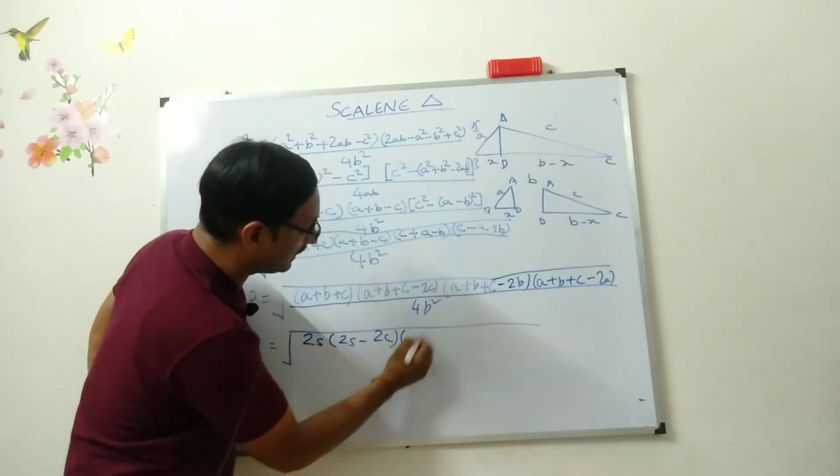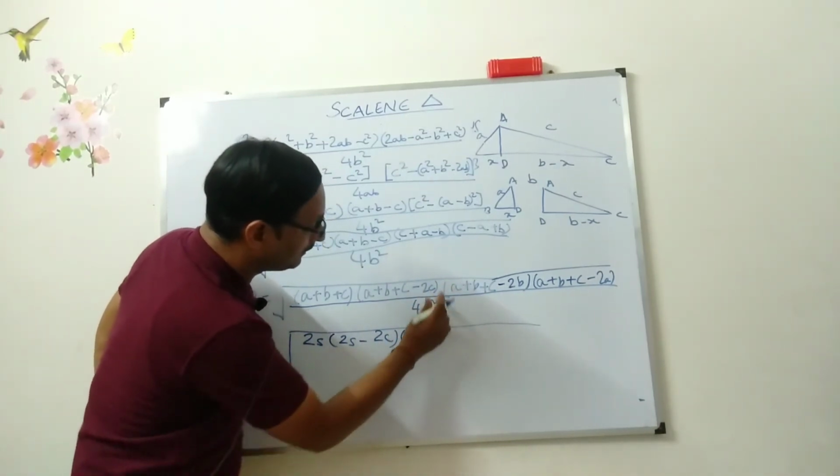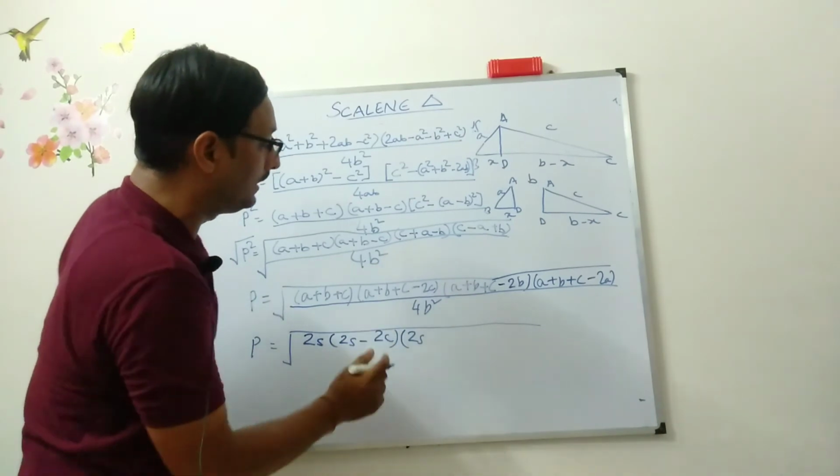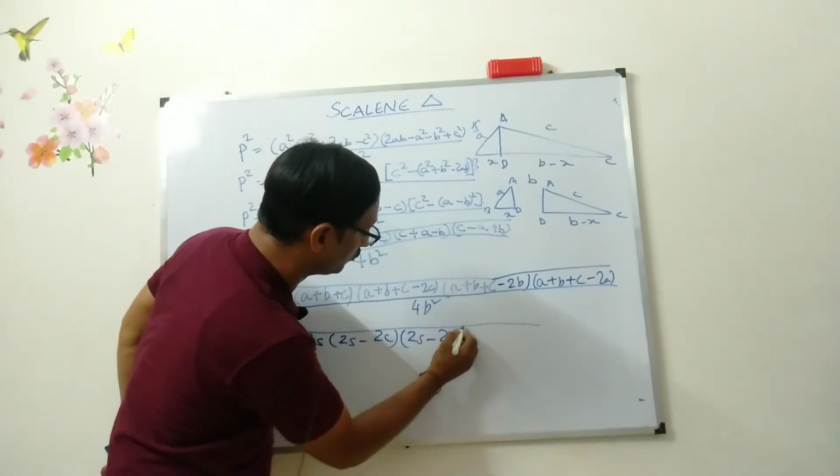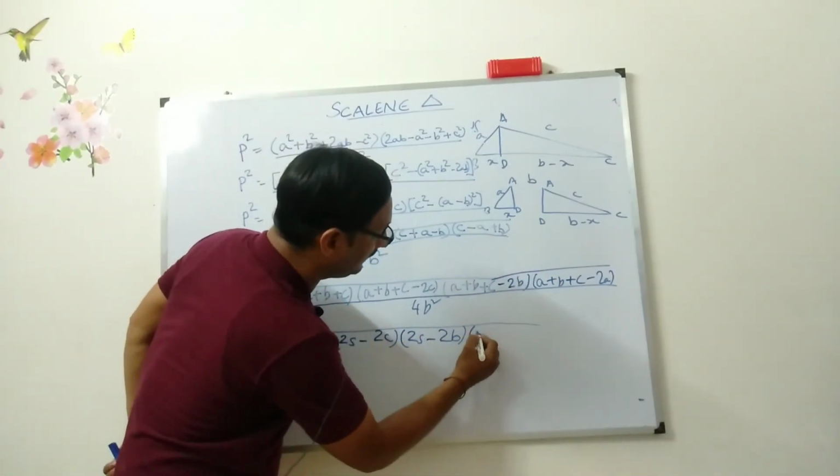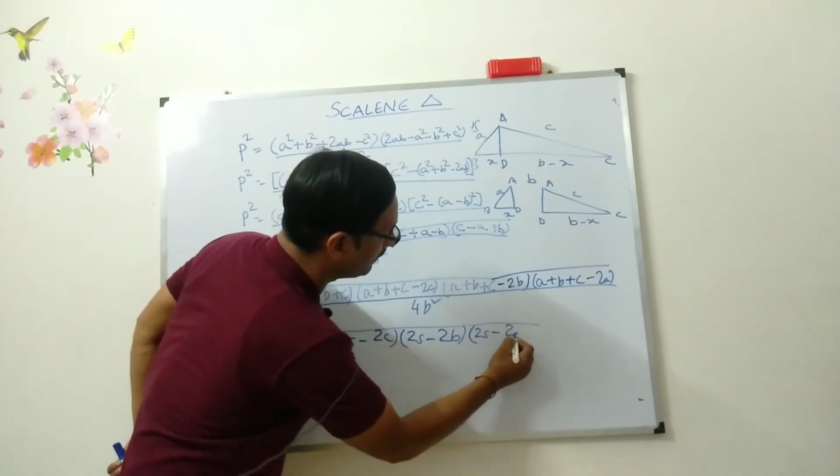For this, for a plus b plus c, you need to write 2s minus 2b. And for a plus b plus c, 2s minus 2a.